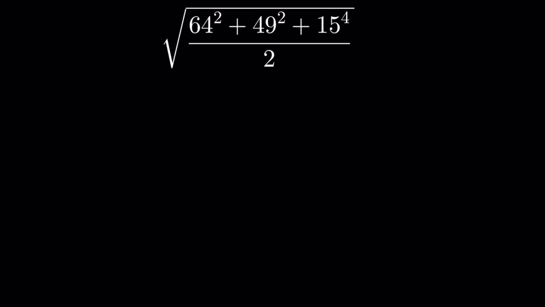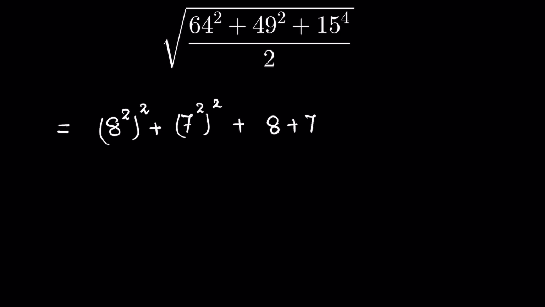√[(64² + 49² + 15⁴)/2]. We have to evaluate it without using a calculator. So let's try. 64 we can write as 8², then whole to the power 2, plus 49 is 7², then to the power 2, plus, now 15 we can write as (8 + 7), then whole to the power 4, upon 2, under square root.